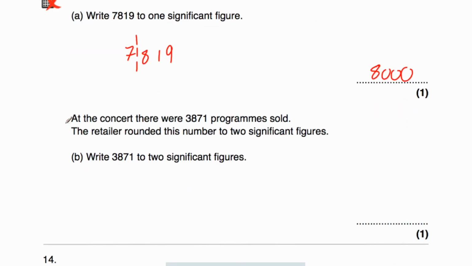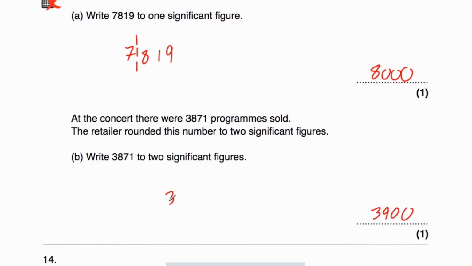Okay, next part, part B, says, at the concert there were 3,871 programs sold. The retailer rounded this number to two significant figures. Write 3,871 to two significant figures. So we want 2 digits followed by zeros. So choices will either be 3,800 or 3,900. Now this number is closer to 3,900, so that's going to be the answer, 3,900.